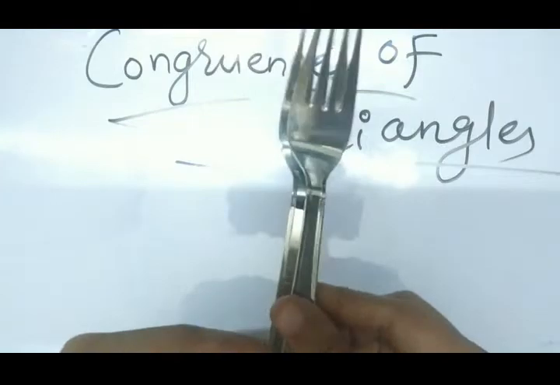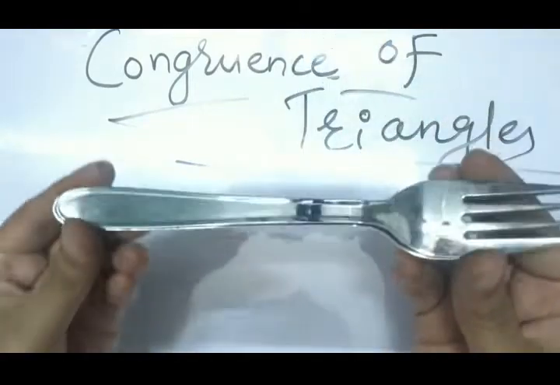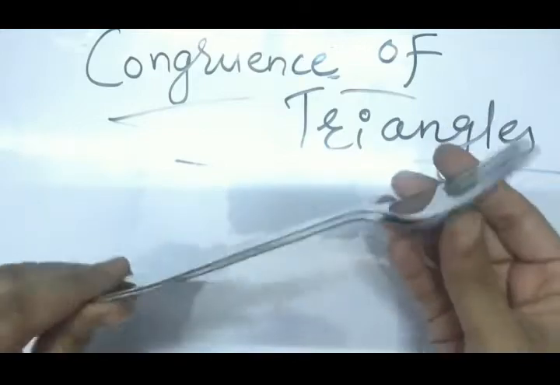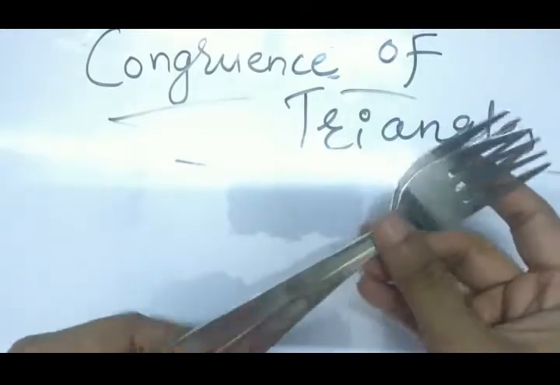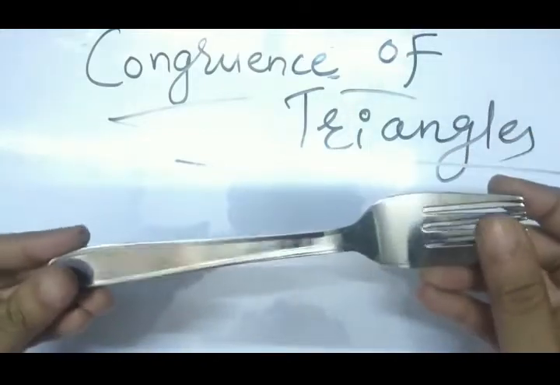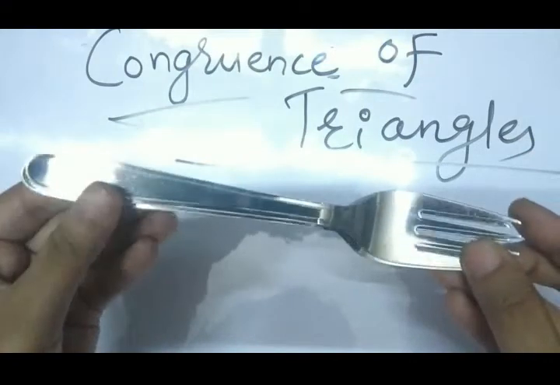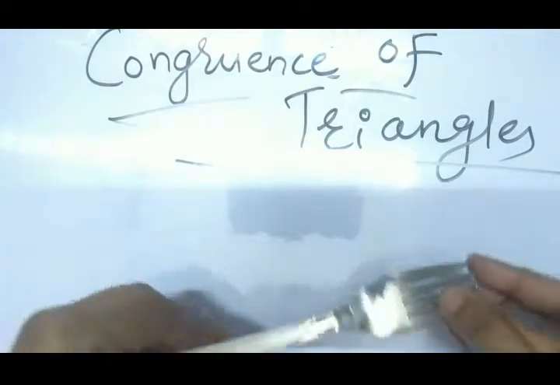Again, if you see these two spoons, when I keep them over each other, what do you find? These two figures exactly fit on each other. So these spoons or forks are also congruent to each other, because they have exactly the same shape and the same size. So you can call these congruent to each other. In the same way, you have a lot of examples in our daily life.